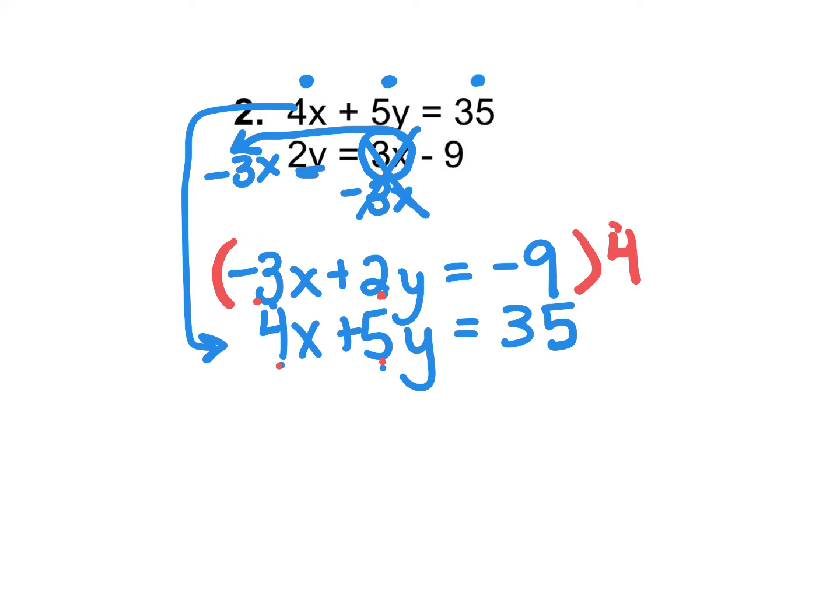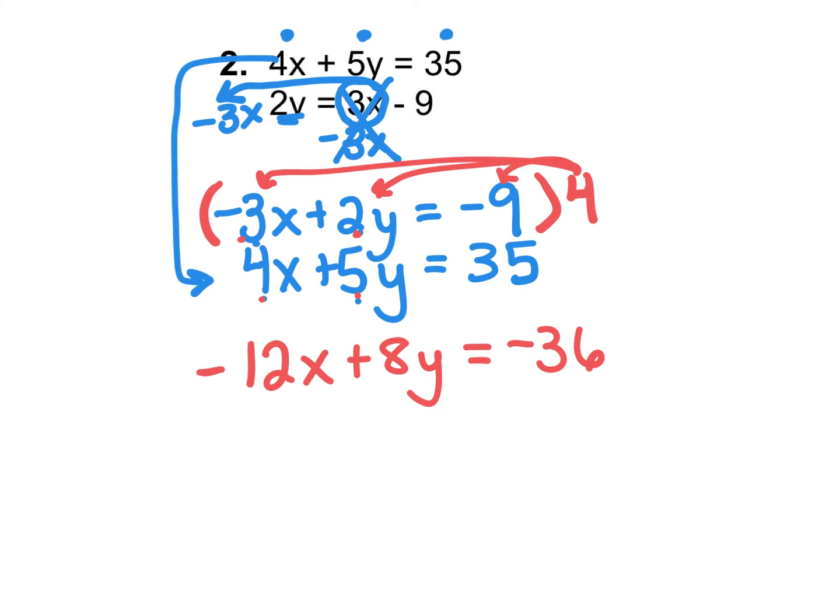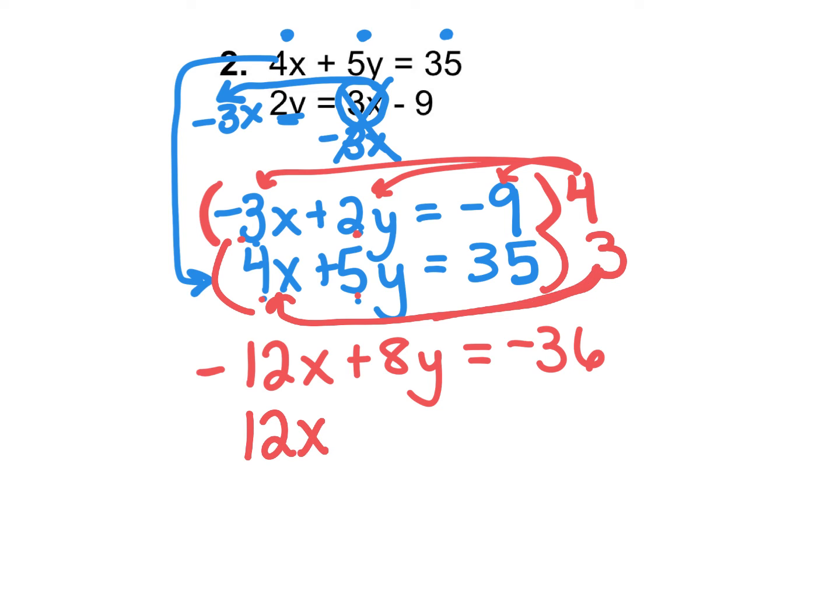So I'm just going across the line and I'm doing 4 times negative 3x is negative 12x. 4 times 2y is 8y. And 4 times negative 9 is negative 36. And then I'm going to go across the bottom row and multiply everything by 3. And so I'm just going 3 times 4x is 12x. 3 times 5y is 15y, and 3 times 35 is 105.